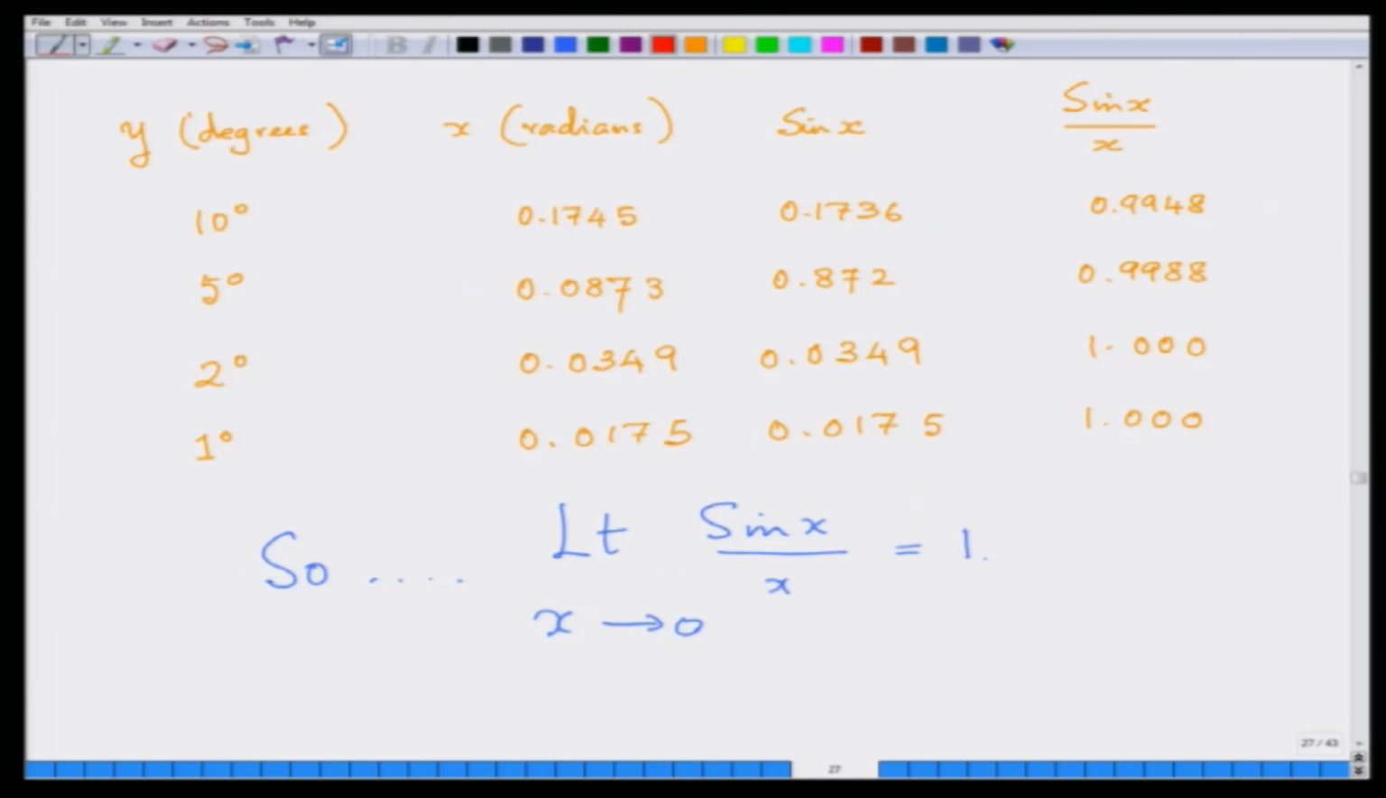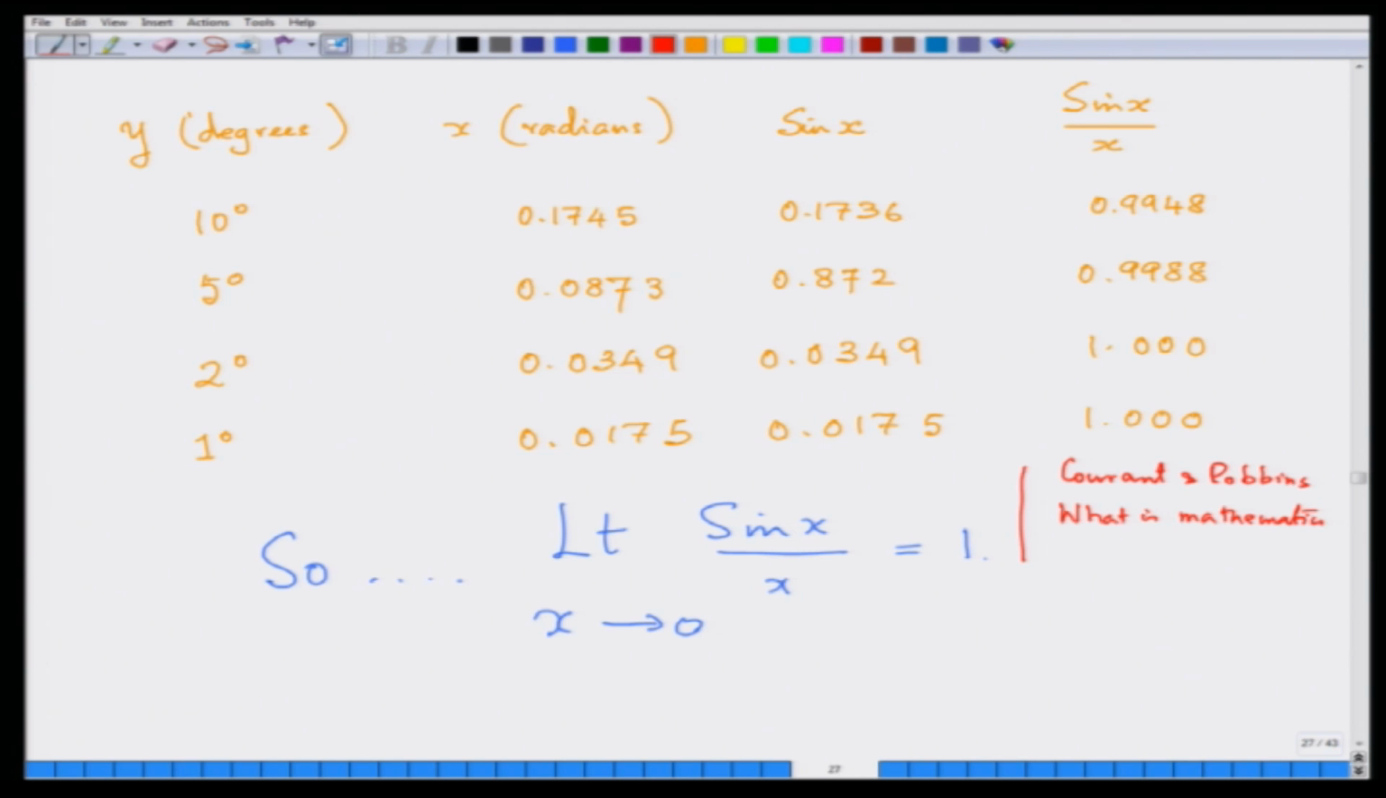So this little calculation is due to Courant and Robbins, but it is found in other places, from a lovely book which anybody interested in mathematics should read, and it is a serious book called What is Mathematics. Of course, you can say, oh, 2 degrees is far away from 0, 1 degree is very far away from 0. So how are we getting 1?